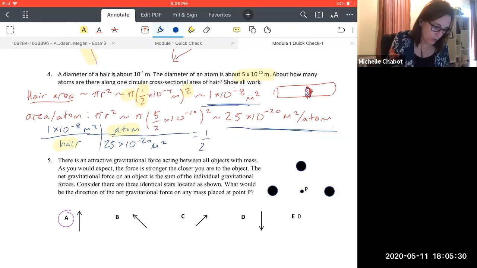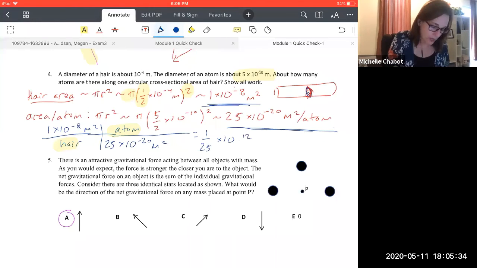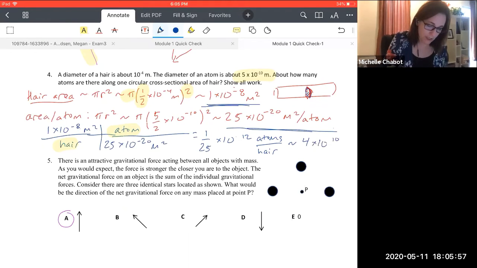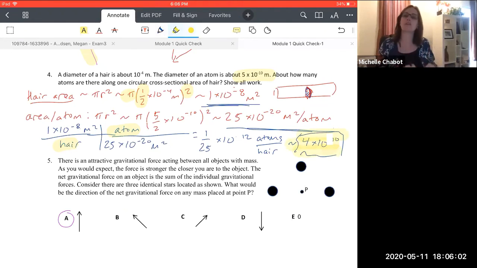So I end up with 1 over 25 times 10 to the 12th atoms per hair, and that's the hair area, the cross-sectional part of the hair. And so then 1 over 25, right? That's basically going to be 4 over 100, so 4 over 10 to the 2nd. And so that's where I end up with 4, and then 10 to the 12th over 10 to the 2nd, 4 times 10 to the 10th. And so that was the final answer that I came up with. Again, you might have something slightly different than that 4, but it's the idea that counts, and it's showing all of that work and your estimates and the approximate calculations that go into it that earns you the credit.